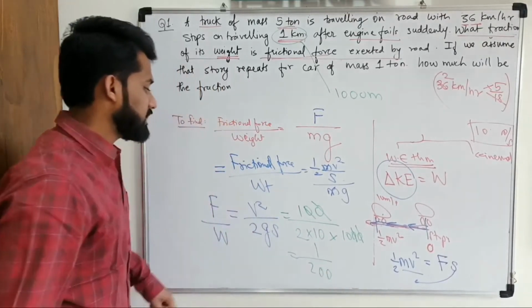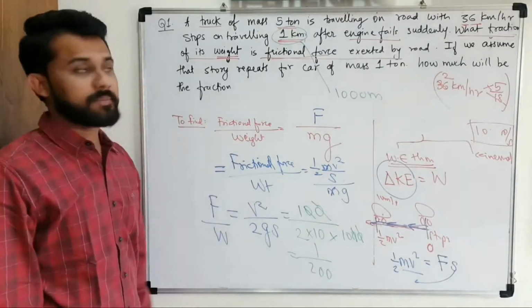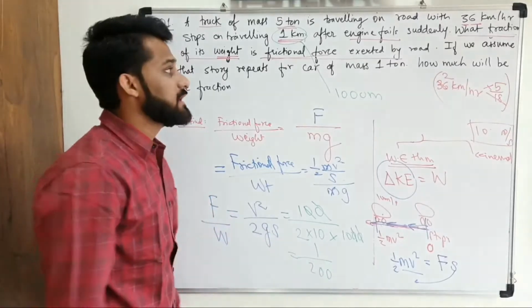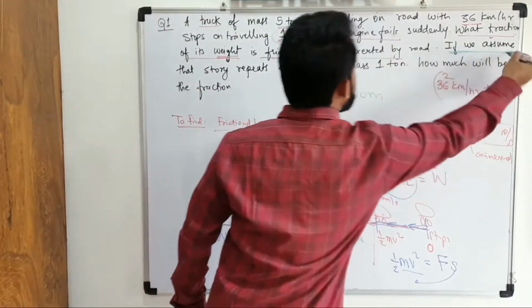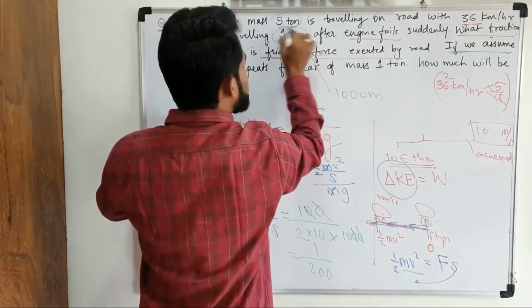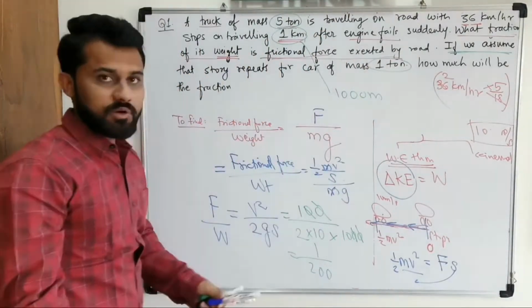This is the fraction of frictional force to weight. The fraction of weight, that is frictional force, is 1 by 200. But in this question, the second part is, if we assume everything, the same story repeats, but if the mass instead of 5, if it is 1 ton, now what will be the fraction?